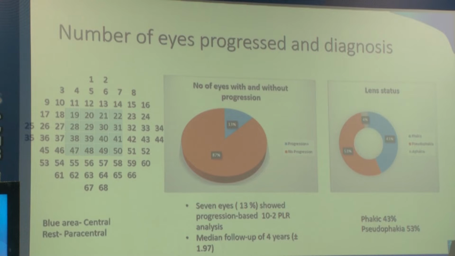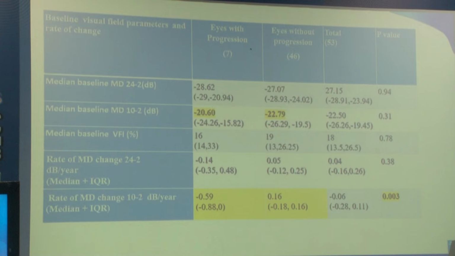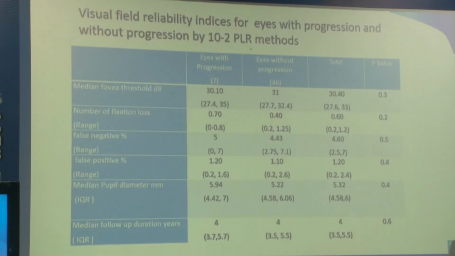In total, 13% of eyes showed progression, and 53% of eyes were pseudophakic. When we compared the baseline parameters between eyes with progression and without progression, we did not find any difference. When we compared the baseline visual field parameters, the eyes with progression had a better 10-2 mean deviation, and the rate of 10-2 MD progression was -0.59 decibel per year. When we compared the visual field reliability indices between both groups, they were comparable.